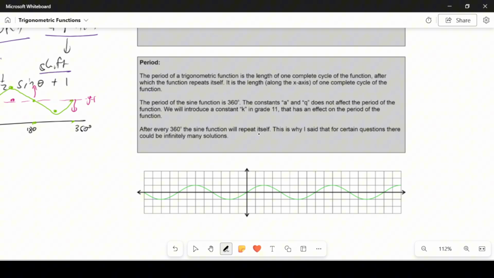Okay. So that's what you need to remember there. We will learn a constant k, which is done at grade 11, where you will start affecting the period of the function. So I'm just preparing you for that. But you just need to remember that it'll still be that standard 360 degrees. Whether you affect the amplitude or the vertical shift, it'll still remain the same.